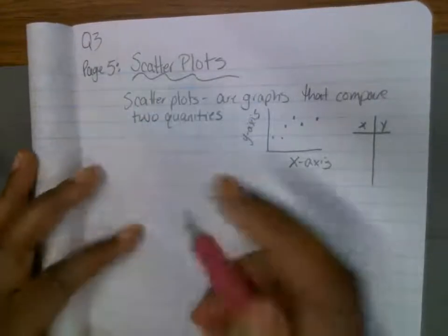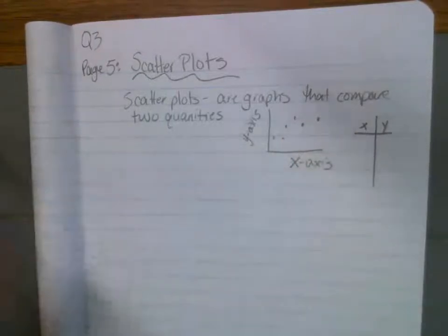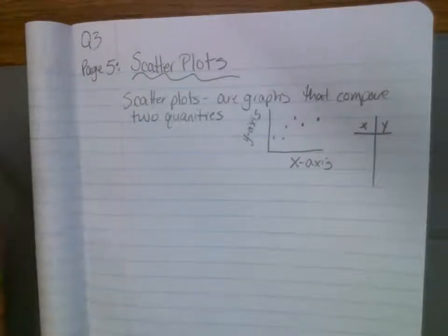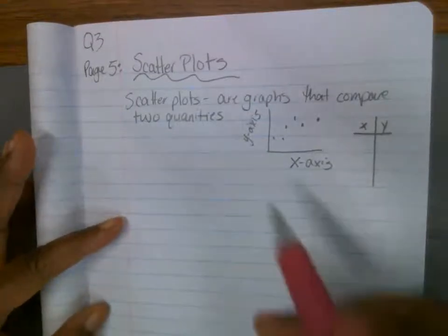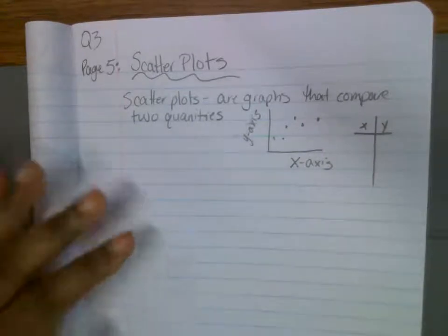In most cases, when you see the word scatter, its plots or points are usually just scattered. They don't form a straight line. Most of the time they don't. They can form a straight line, but in most cases they do not form a straight line. Nor do you connect these points. You just graph them.